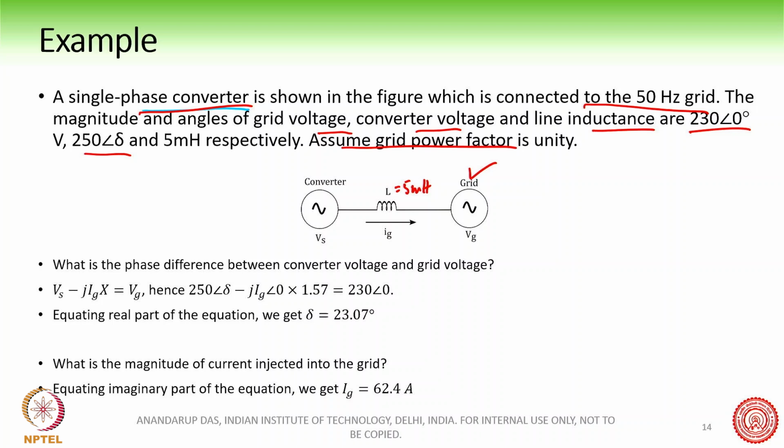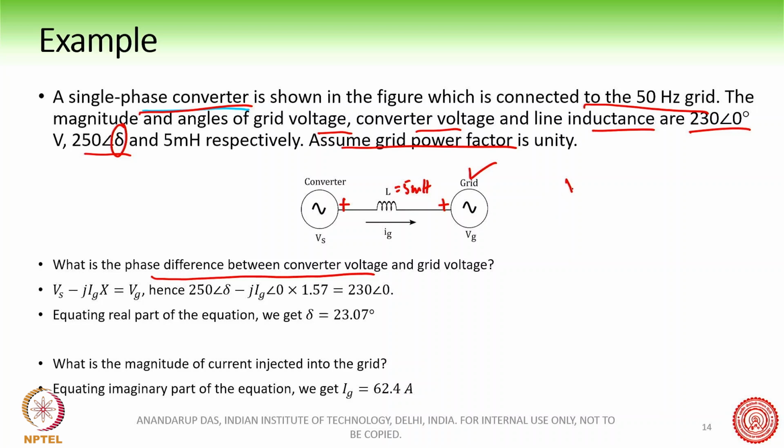Now the first question is, what is the phase difference between converter voltage and grid voltage? Basically the value of the delta which we have used here, what is the value of the delta? And in order to solve this, the easiest way is to draw the phasor diagram.